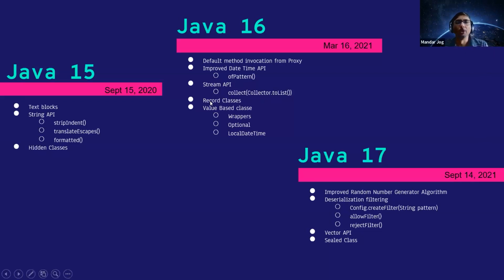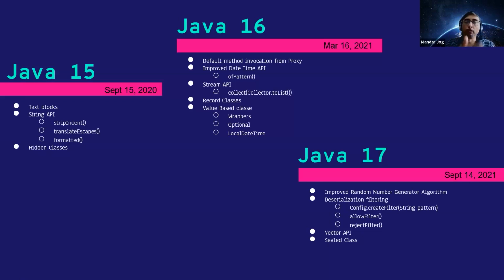We are going to talk about that introductory session, because record classes is a huge concept in the industry nowadays. And value-based classes is remaining. So value-based classes, wrappers, Optional, and LocalTime, wherein there is no process of now using the new keyword.